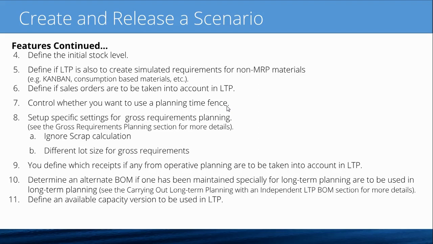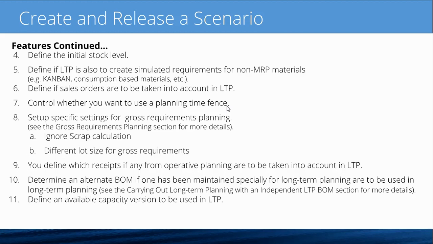Number 9, define which receipts, if any, from the operational plan are taken into account. So firmed receipts, any type of purchase orders or schedule agreements that you've got firmed out there that you want to bring in. Firmed purchase requisitions, you could bring those in as well.